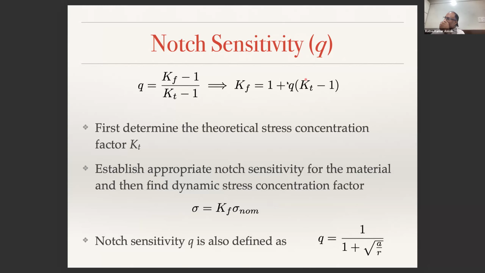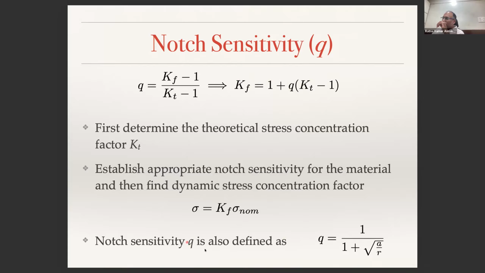So by looking at this relation, you can always say what the value of Q is. Q varies between 0 and 1. The minimum value of Q is 0 and the maximum value of Q is 1. If Q is equal to 0, Kf equals 1. That means nominal stress and actual stress are the same. But if Q is equal to 1, then Kt is usually always greater than 1. So with Q being less than 1, Kf will always be less than Kt. You can see that from this relation.